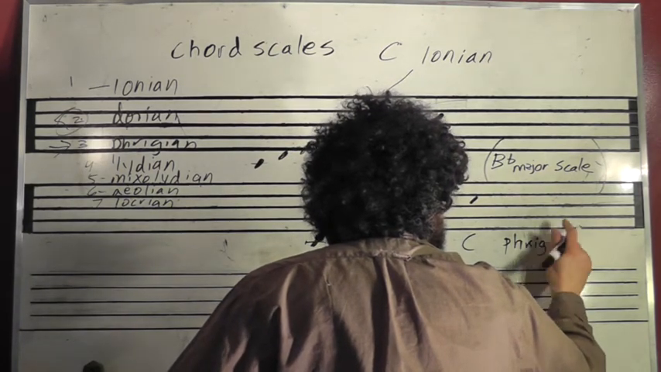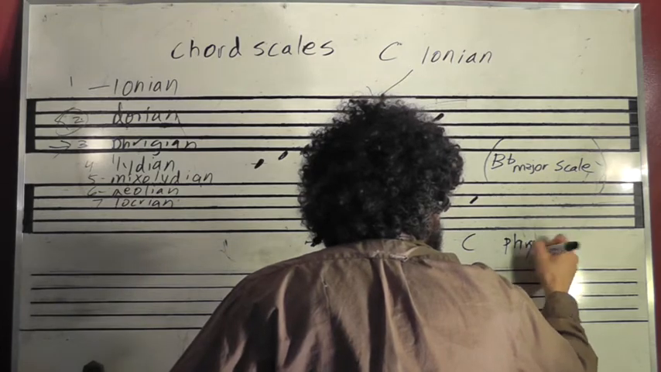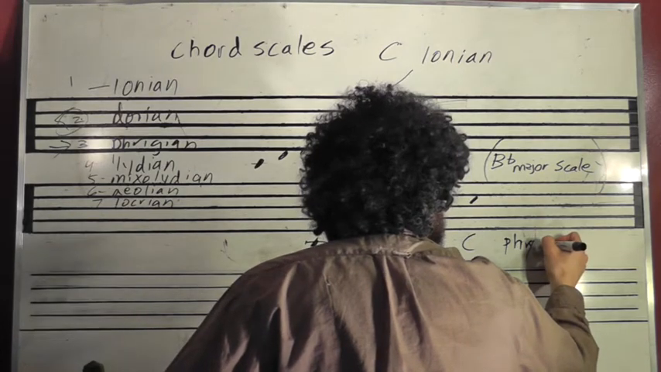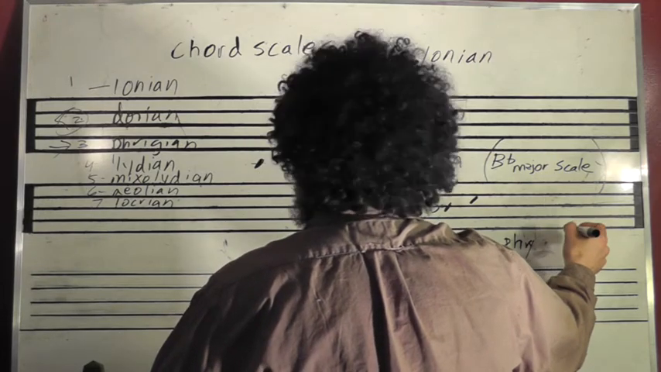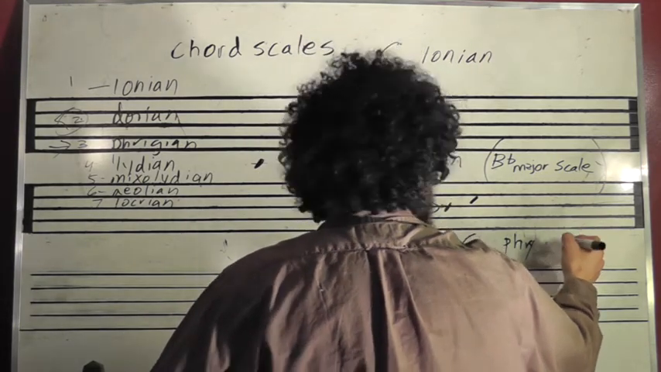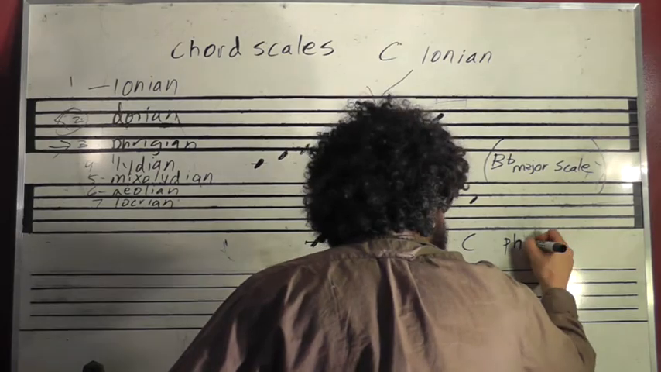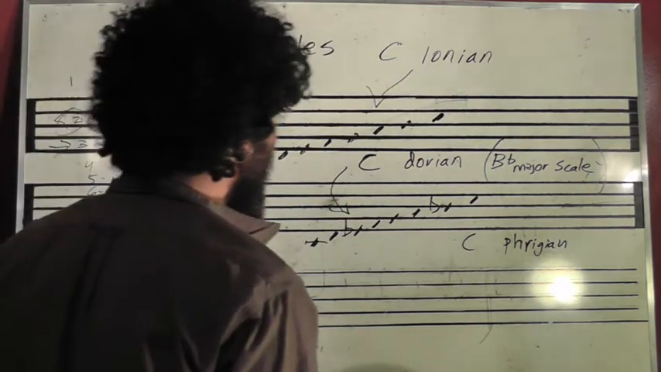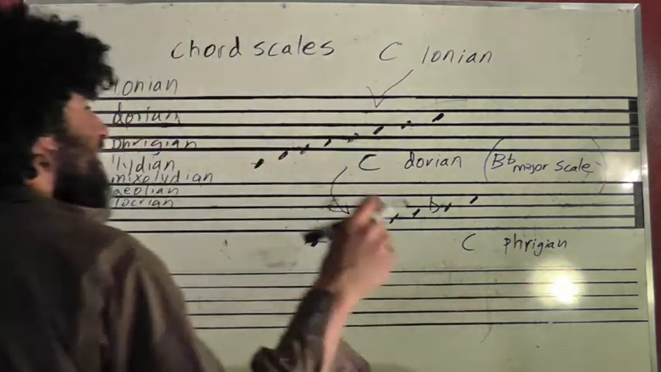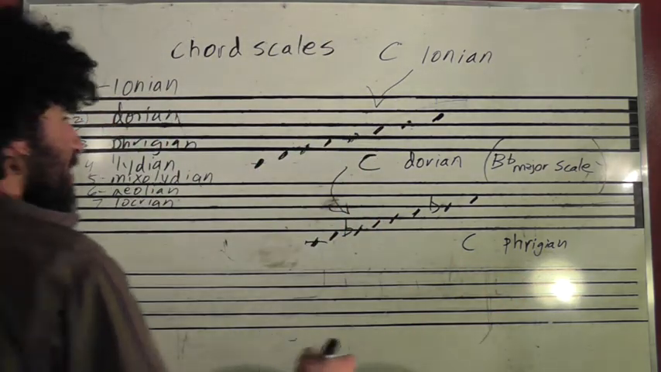Oh, maybe I misspelled this. Well, anyway, I can correct that in the annotations. Anyway, C Phrygian. I think there's a Y in there. It might be a Y.